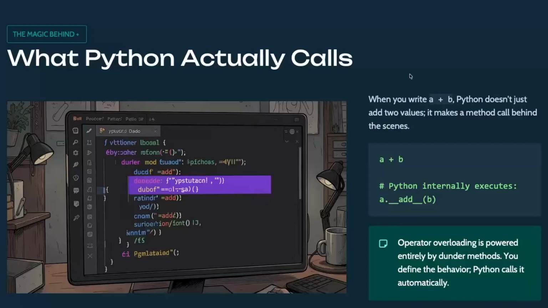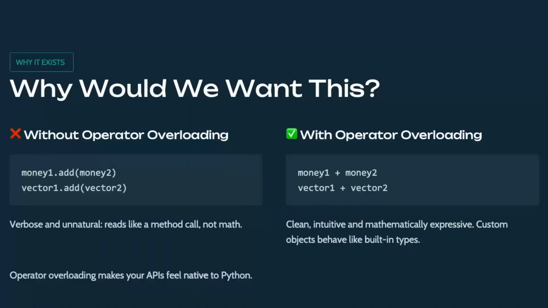Now, before writing the code, let's understand why this feature exists. Imagine we're building a financial application. Without operator overloading, we might have to write money1.add(money2). Or if we're working with vectors in a machine learning project, vector1.add(vector2). This works. It works perfectly fine, but it does not feel natural. With operator overloading, we can write money1 + money2 or vector1 + vector2.